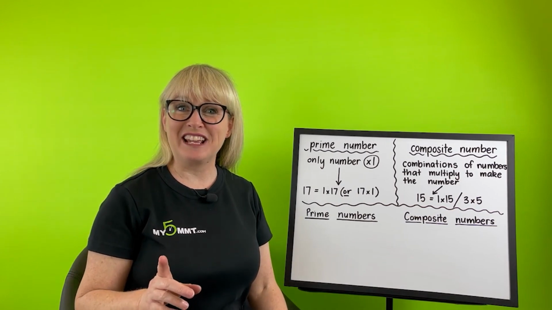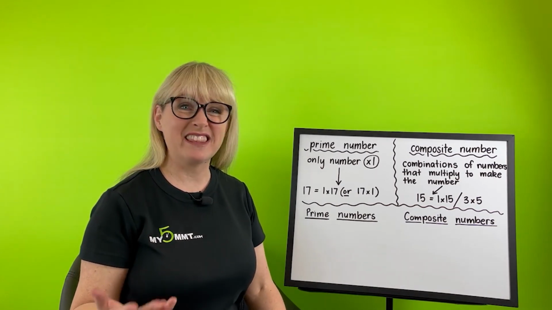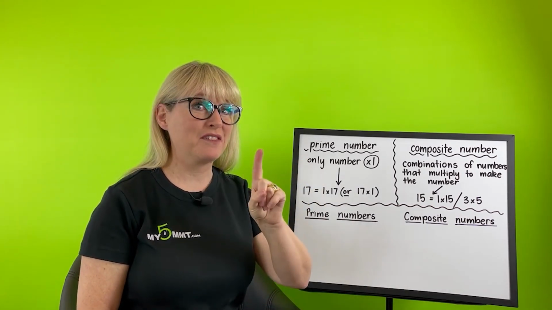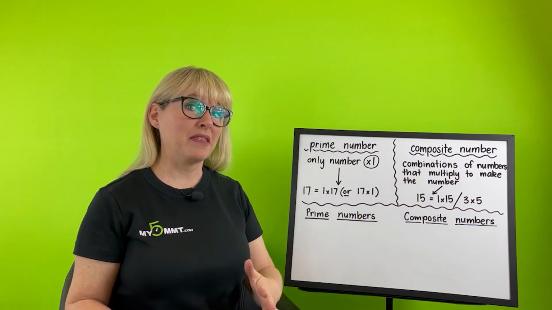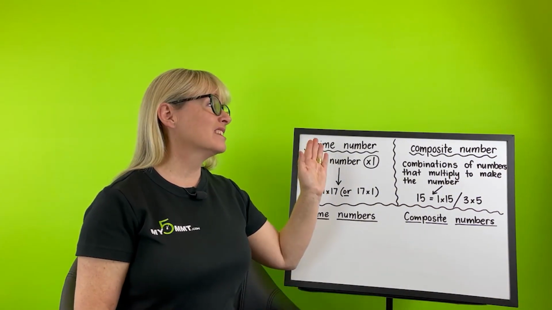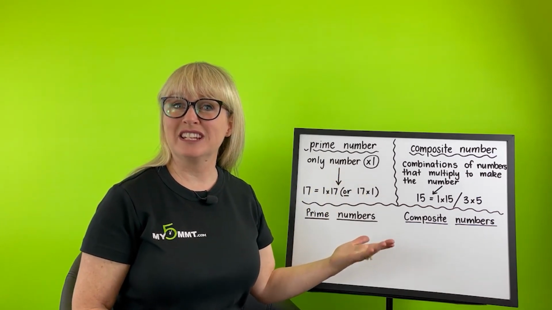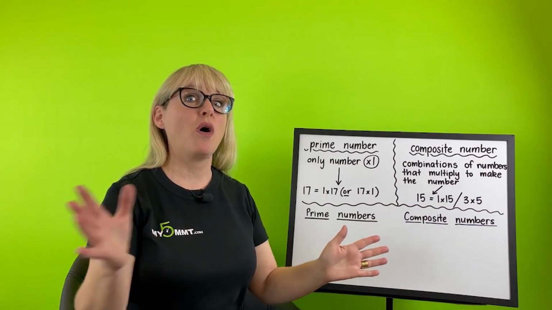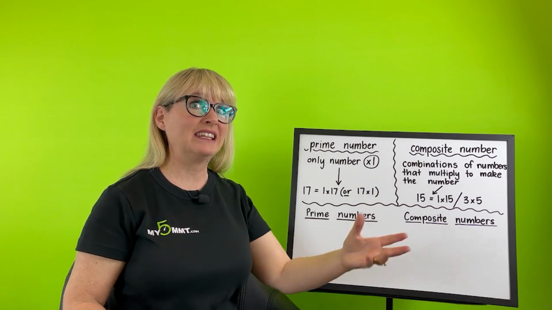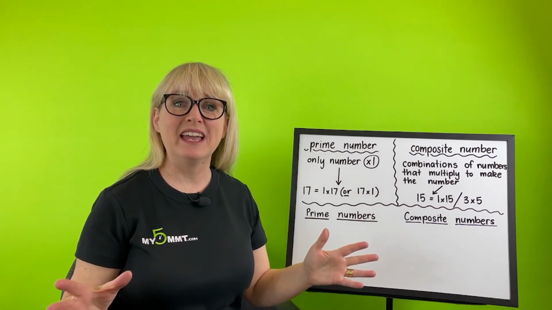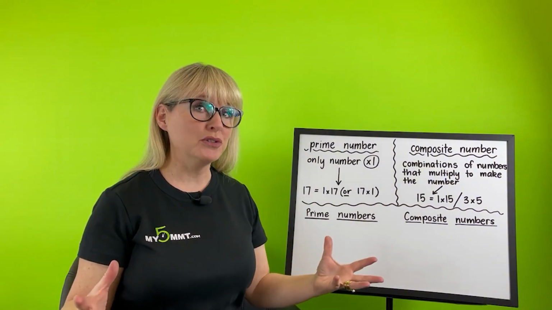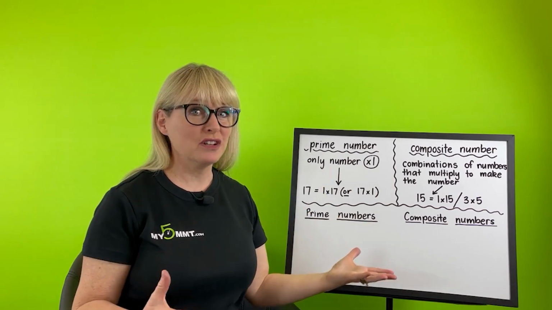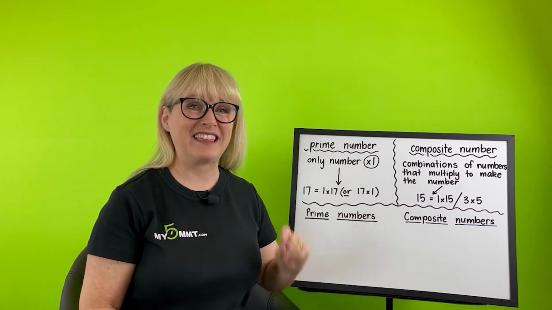Now, a way to remember the two words and their meaning is to think of the word prime. We have a prime minister and there's just one for the country. So it's just the number that multiplies by 1. Whereas composite, we can think of a composition in an orchestra. A composition is written for lots of instruments so that the whole orchestra can play, the violins and the flutes and everyone. That composition is composed of lots of instruments. So it's composed of lots of different combinations that make that number.